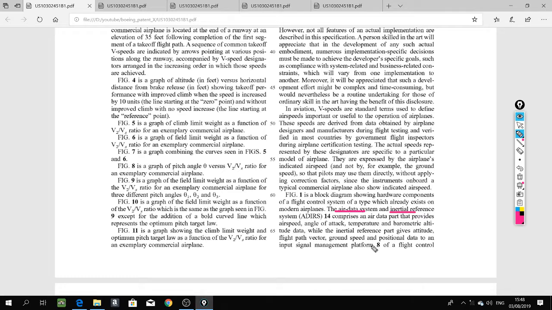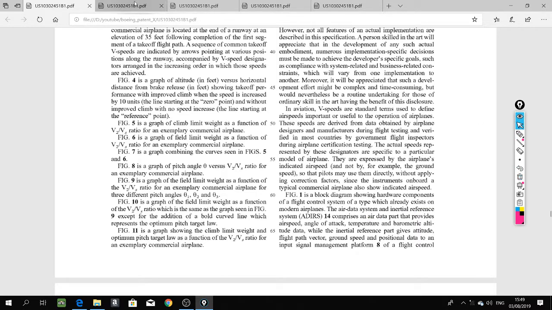It is composed of two parts: the air data part and the inertial reference part. The air data part gives the airspeed, angle of attack, temperature, and the altitude data, while the inertial reference part gives the attitude, flight path vector, ground speed, and positional data, right? This comes from the angle of attack sensors and other sensors, which are mostly at the front of the aircraft. So this whole bunch of data is gathered, right?